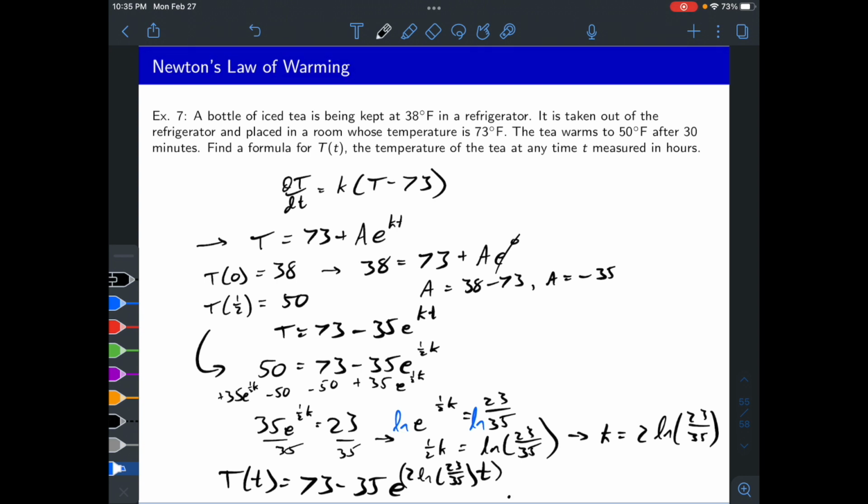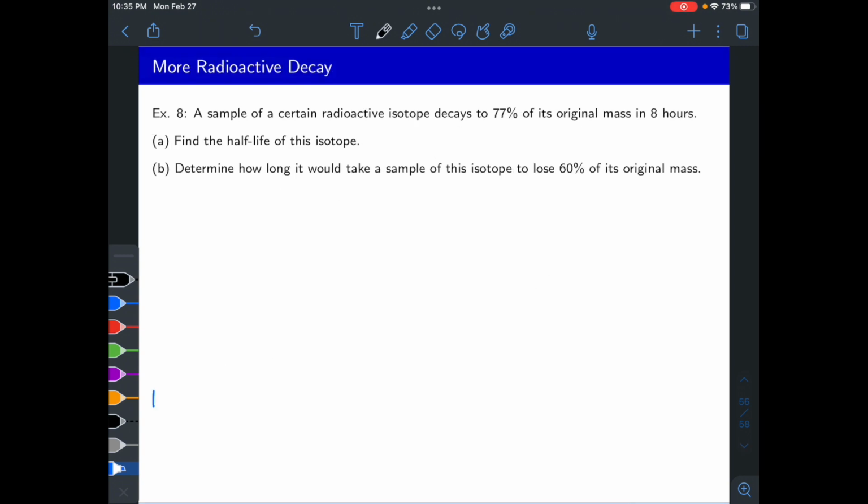All right, let's see. So we're doing this. Okay, this one, I think this problem is probably doable for you, so it's just a good practice problem. I'll let you try this, and then unpause the video, come back to it when you're ready, and then we'll go over it. So a sample of a certain radioactive isotope decays to 77% of its original mass in 8 hours. Find the half-life of this isotope, and then determine how long it would take a sample of this isotope to lose 60% of its original mass.